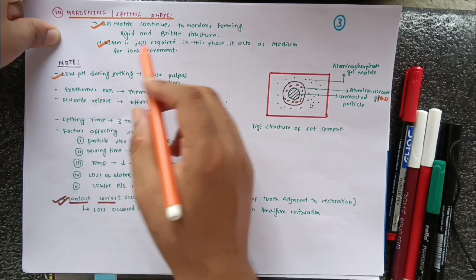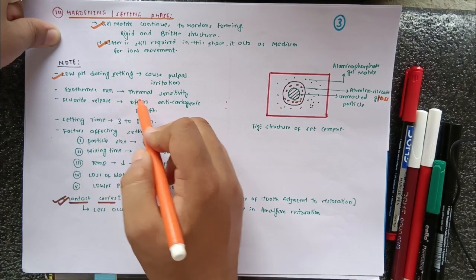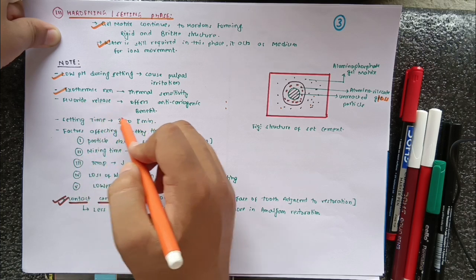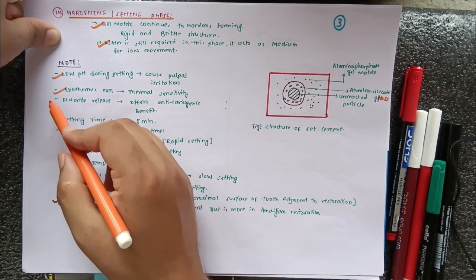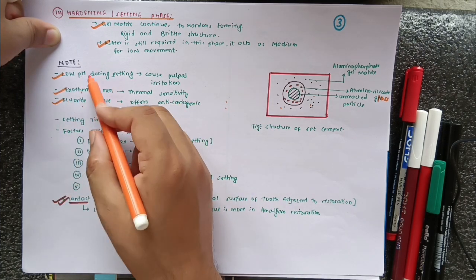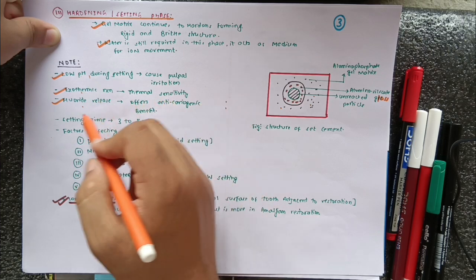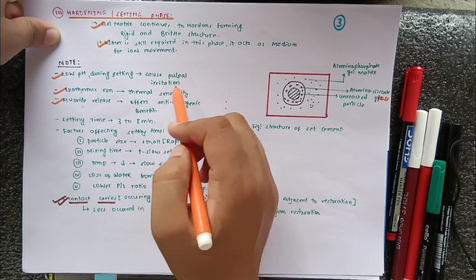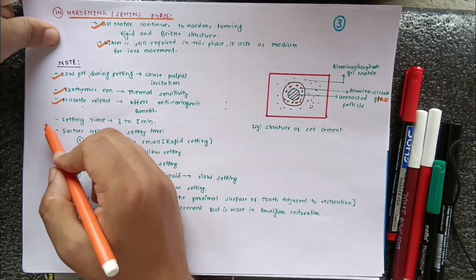Similarly, the setting reaction is exothermic and causes thermal sensitivity. Similarly, there is fluoride release, and due to the fluoride release, it offers an anti-carcinogenic benefit. So just remember these 3 points: exothermic, it causes thermal sensitivity; fluoride release is the anti-carcinogenic benefit; and low pH during setting causes pulpal irritation. And the setting time is 3 to 8 minutes.